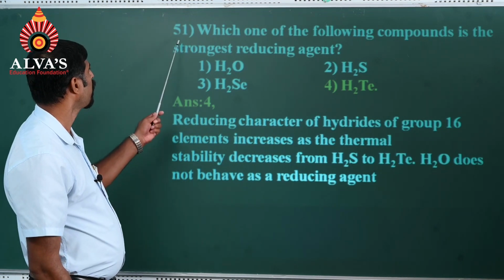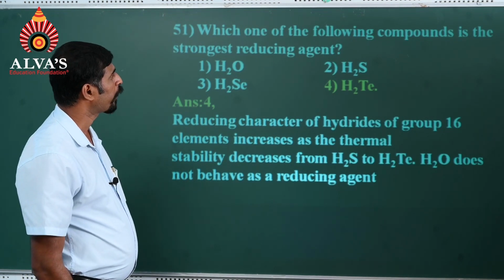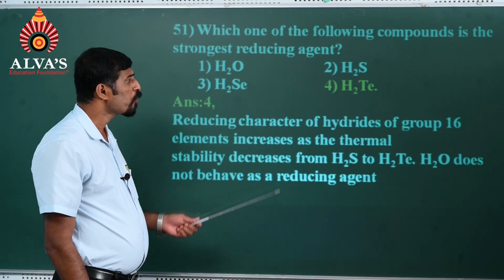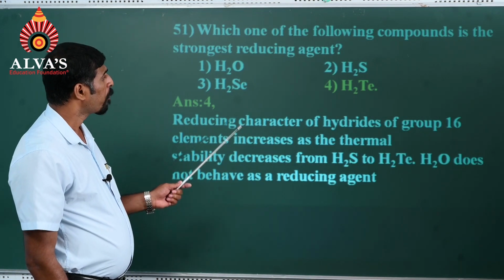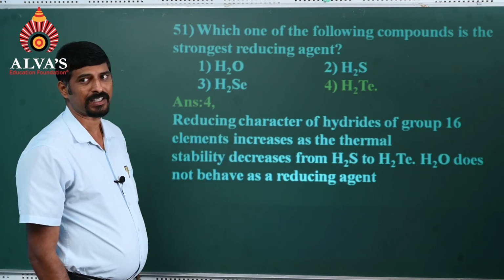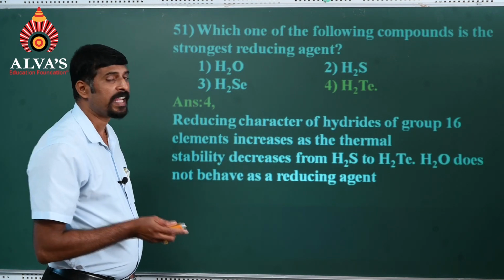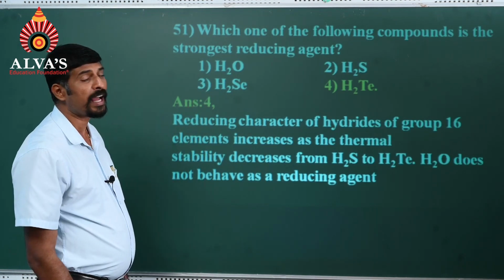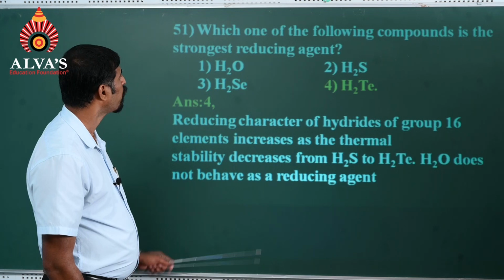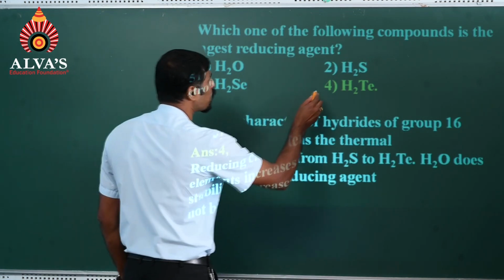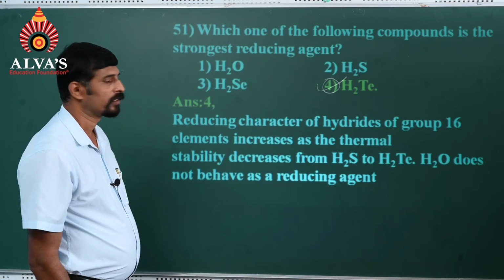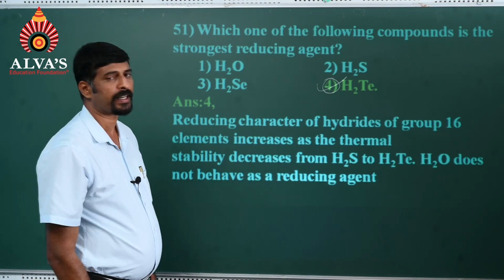Next, we'll move on to question number 51. Which one of the following compounds is the strongest reducing agent? As you move down the group, the hydrogen-metal bond strength decreases. When the bond strength decreases, it gives up hydrogen very easily for the reduction process. Therefore, among the hydrides of the 16th group, H2Te is the strongest reducing agent. Therefore, option 4 is the right answer.